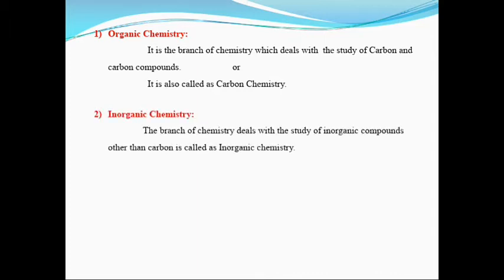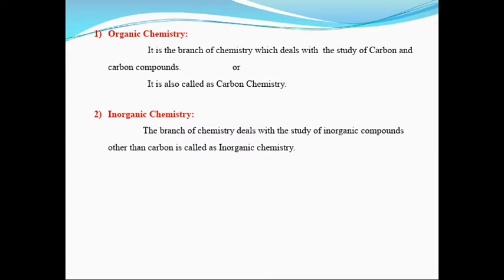The next is inorganic chemistry. The definition of inorganic chemistry is so simple now. If you know the organic chemistry definition, you can define inorganic chemistry. What is organic chemistry? It is nothing but carbon chemistry. So how can we define inorganic chemistry? It is nothing but the branch of chemistry.